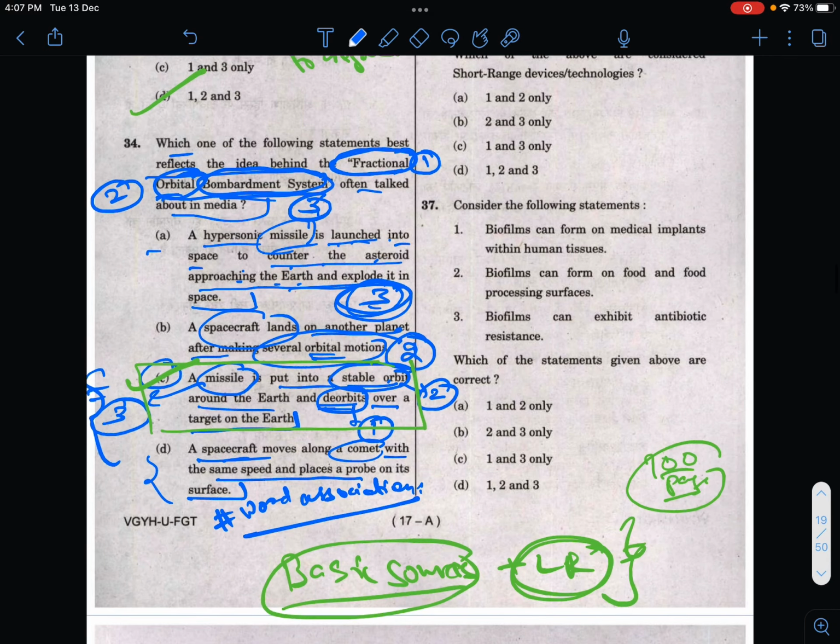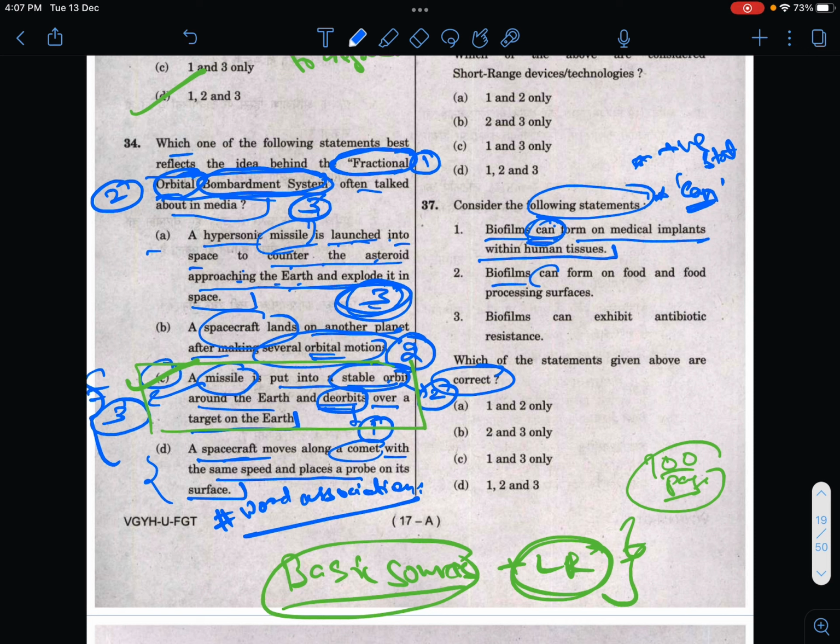Next question, question number 36. It says, consider the following statements. Directive is correct. So biofilms can, and now I think you'd be able to see this pattern over and over again, it says can form on medical implants within human tissues. Okay, it is a positive statement, number 1. And it is not extreme in the sense that it does not say that it will definitely form on medical implants. It is vague, and it says can. So of course it can. Why not? I don't have a strong reason to negate it with my basic knowledge.